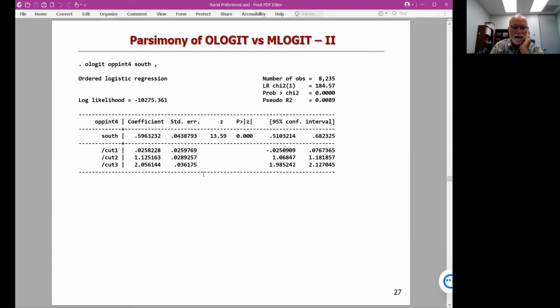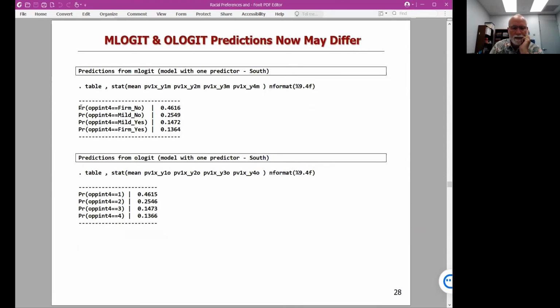When we add an X variable, the predictions are no longer identical, although they happen to be pretty close here. So with an X variable in, and the X variable is south, if you are in the south, it has an effect, and the predictions here are now slightly different in the ordered logit model, but they're only showing up as different at the 3rd decimal place.